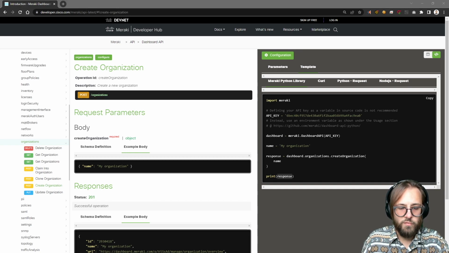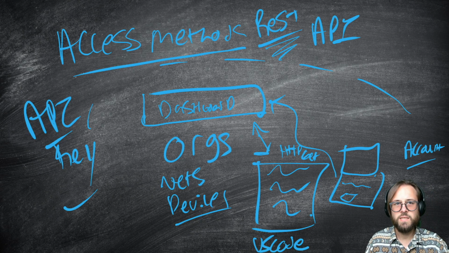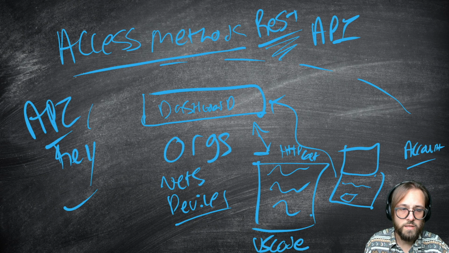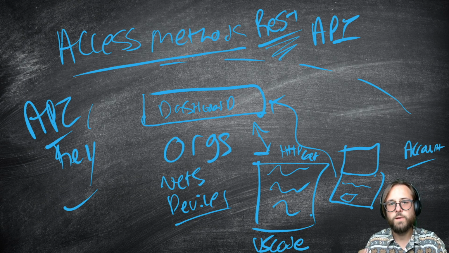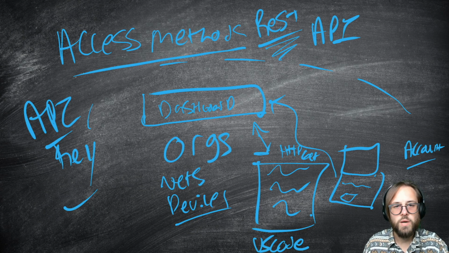So very, very powerful. This has been access methods. We've talked about just logging into the dashboard with the credentials that you're given or create, and you can get in and view everything in the dashboard and do everything in the dashboard. Or you can use the API and manipulate the dashboard using the dashboard API as well.